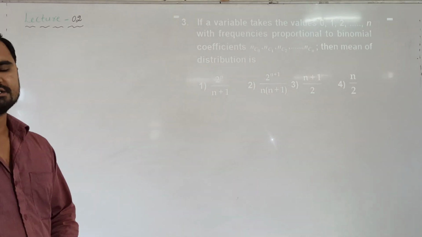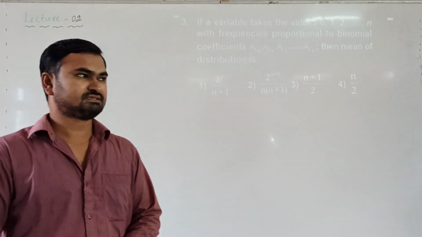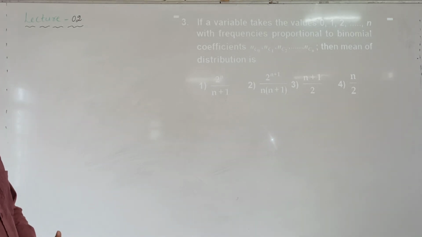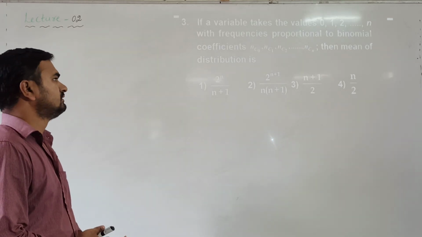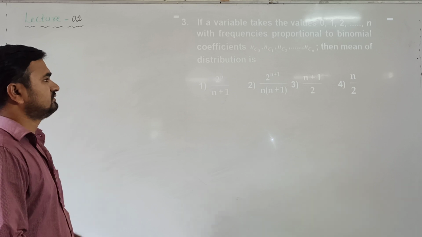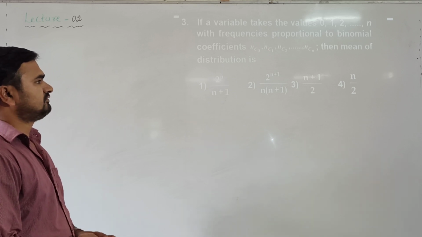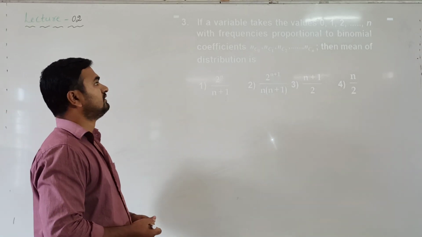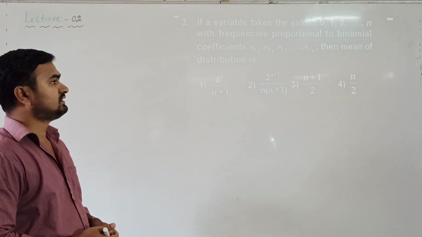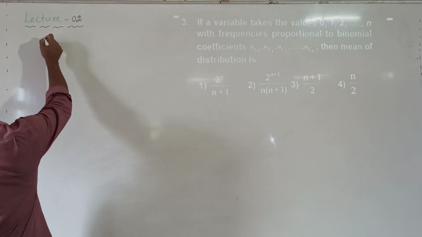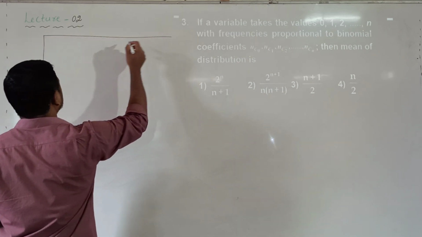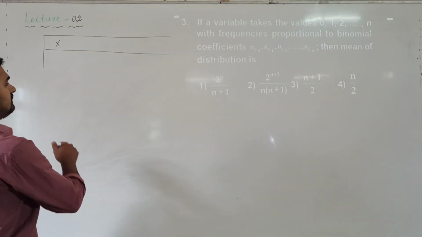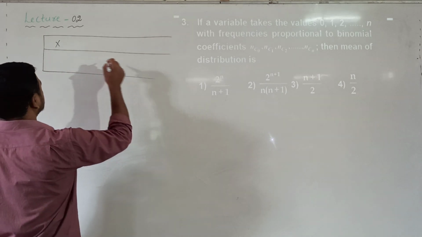Right. Now let us start the problems based on this statistics. See the question. If a variable takes the values 0, 1, 2 up to n with frequencies proportional to the binomial coefficients nC0, nC1 up to nCn, then the mean of the distribution is. So we have to find the mean of the distribution here, where a variable is taking the values 0, 1 up to n. So here the variable x is given, and their frequencies are given.